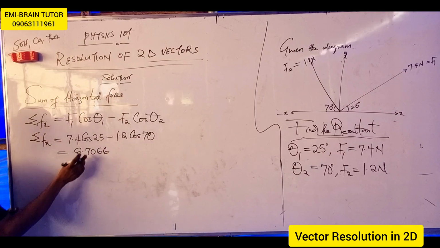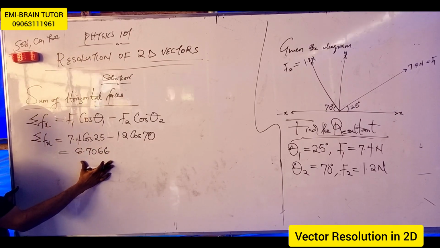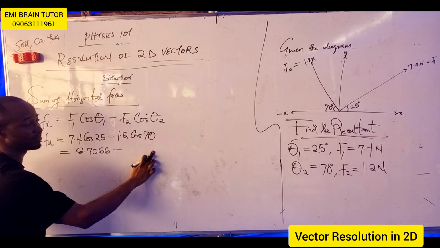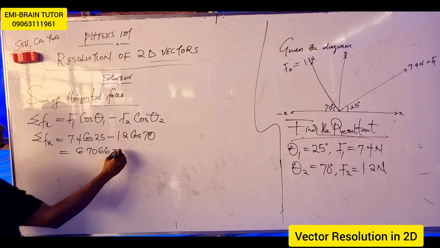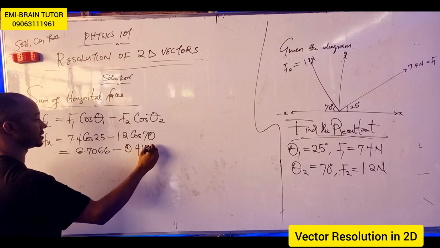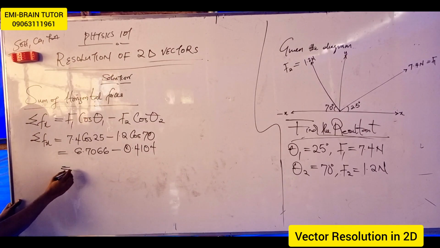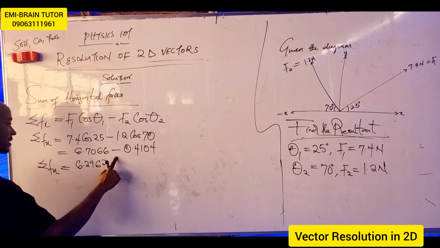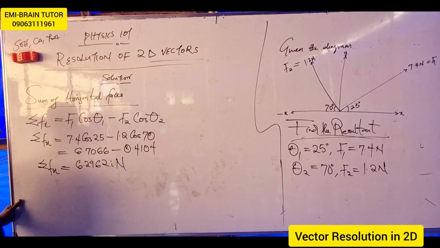6.706666, right? Cos 25 times this gives us this, right? Minus, what do you have here? What's cos 70? Then multiply with what? 1.2. What do you have? Everything. 0.4104. Can we subtract now? What do you have? 6.2962 what? Newton, right?